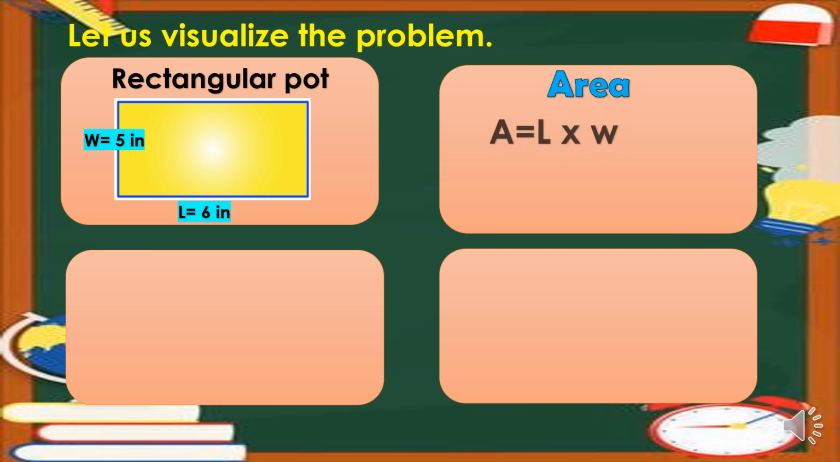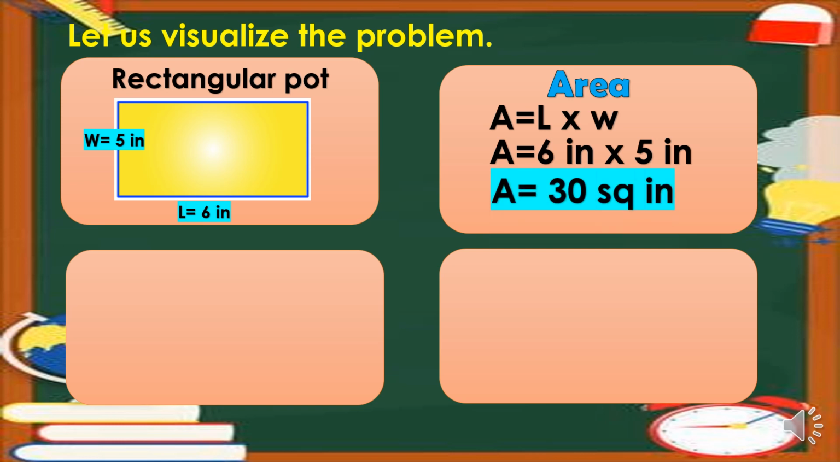The formula in finding the area is A equals length times width. So let us now substitute. Length is 6 inches times 5 inches, which is our width. To find the area, we have to multiply the length times width. So that is equivalent to 30 square inches.